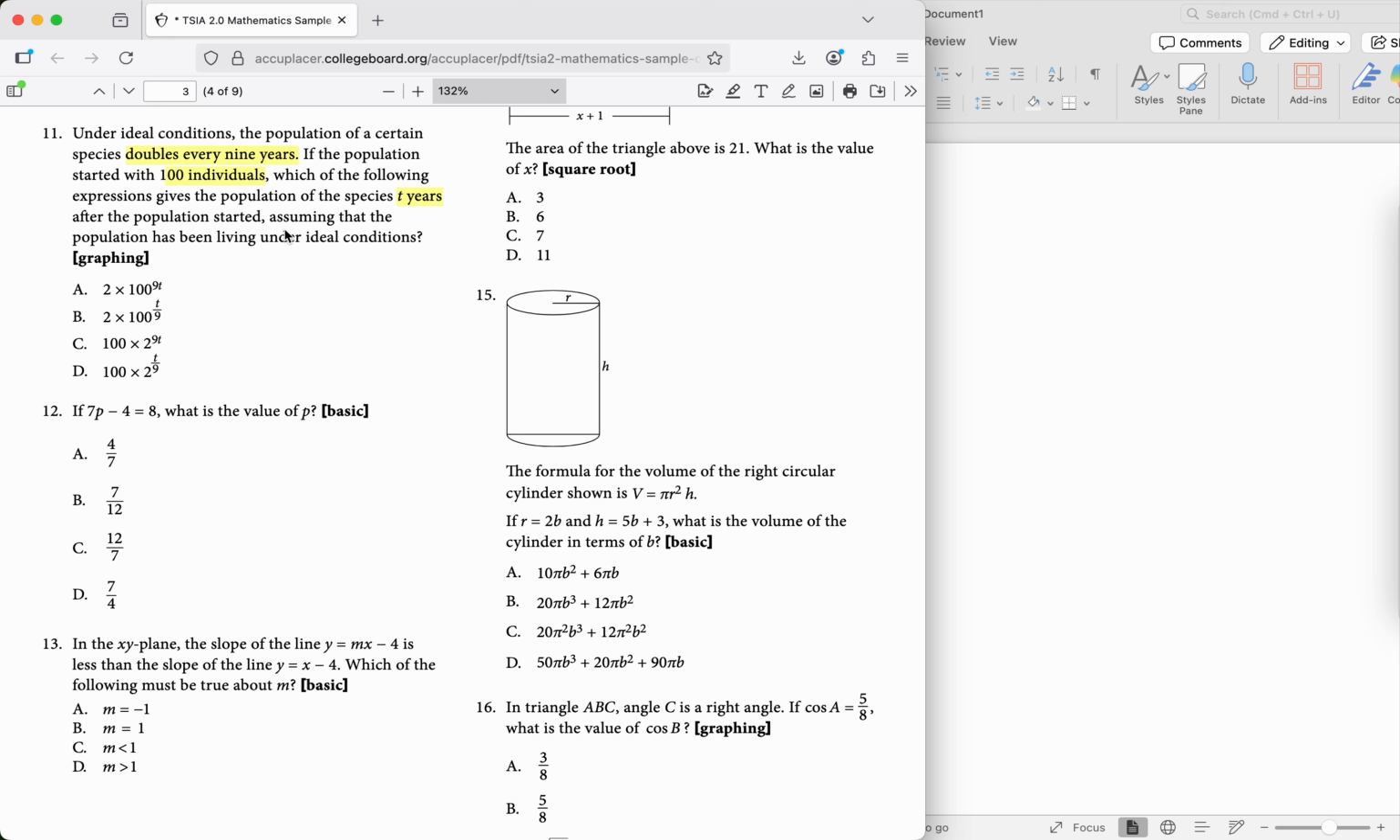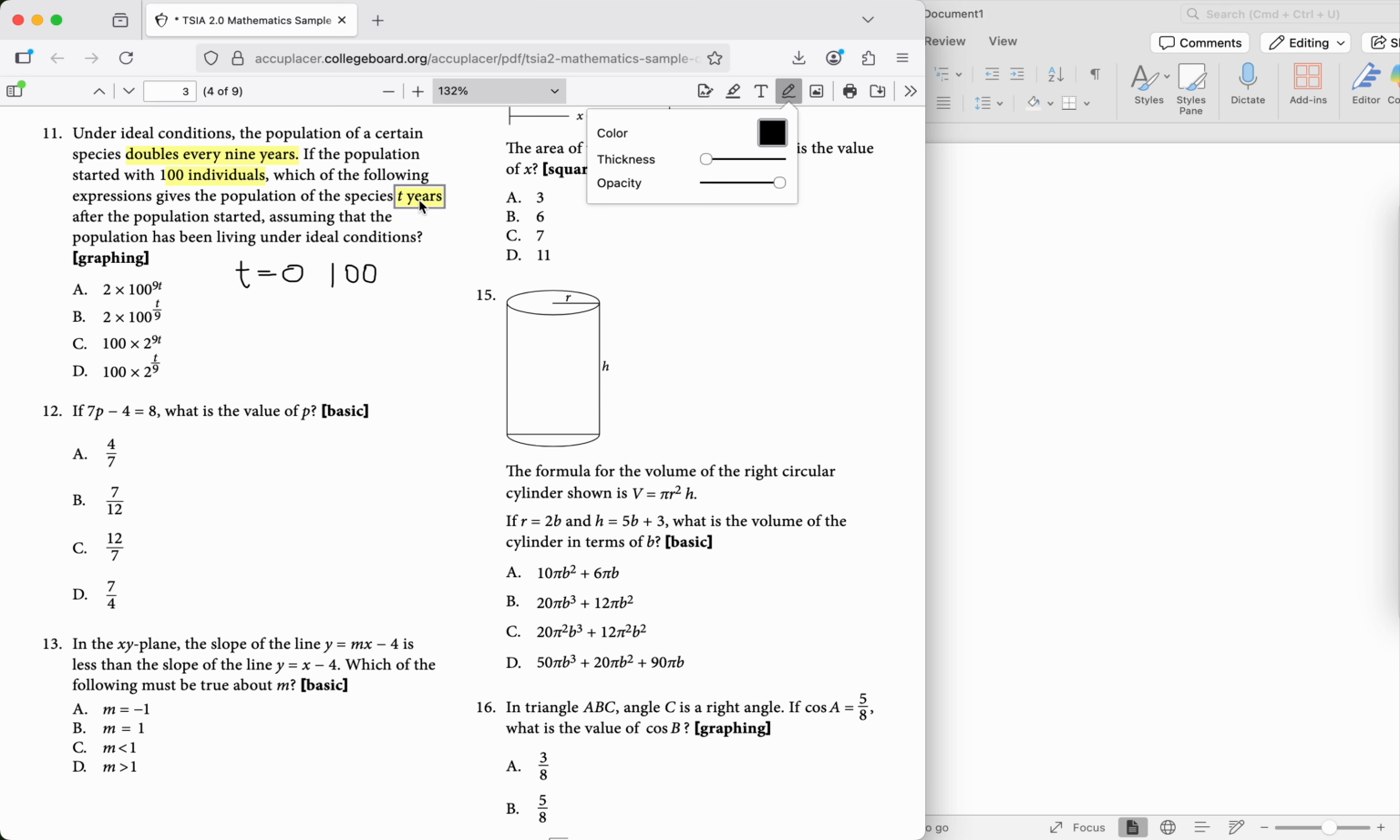So we want to look at the variable T for time, and this is going to be in years. We know that this is after the population starts. So before the population has started, 0 years have passed. And we know that we have a population of 100.